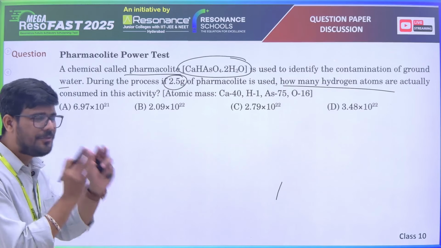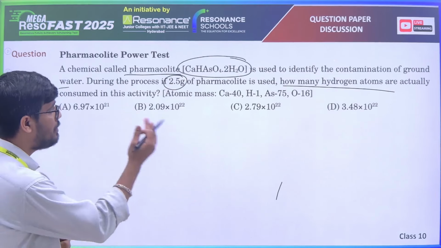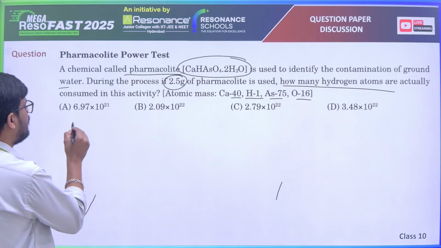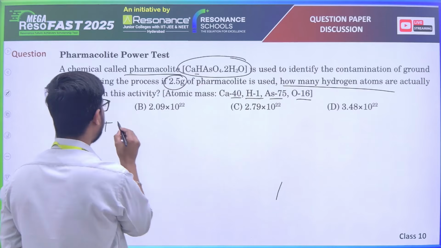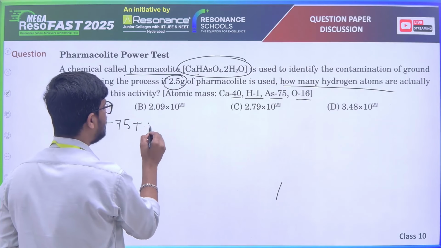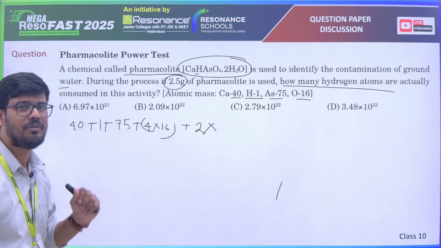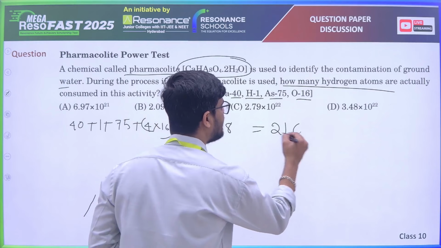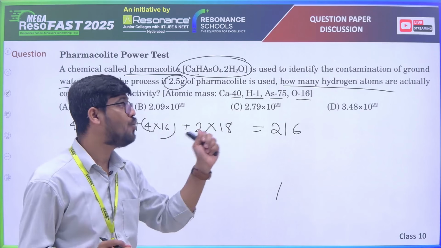How will we calculate it? First, we have to get the molecular weight of pharmacolite. The mass of each element is given, so we have to find the total molecular weight. Calcium 40 plus 1 hydrogen, so 1, plus arsenic 75, plus 4 oxygen, so 4 into 16, plus 2 water molecules. We know each water molecule has mass 18, so we directly write 18. If we add all of this, we get 216. So the molecular mass of the pharmacolite molecule is 216.